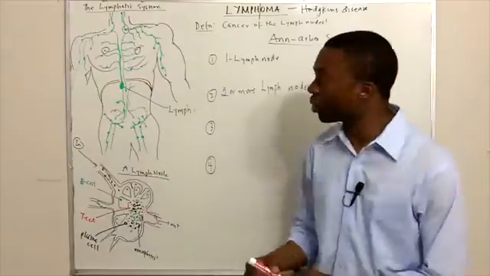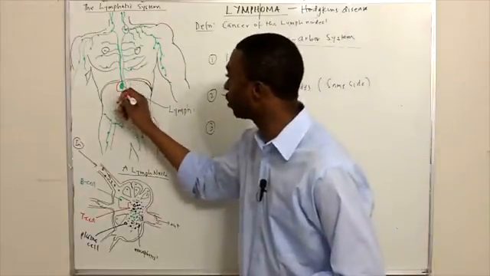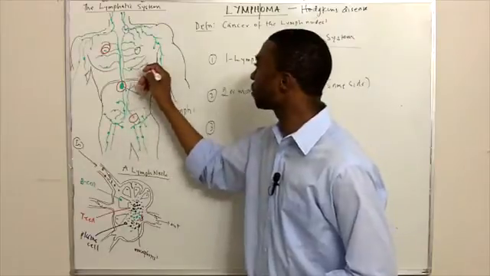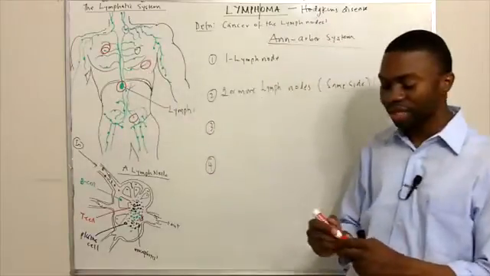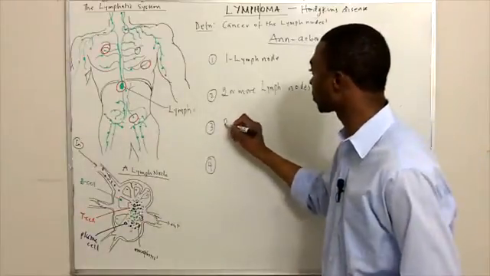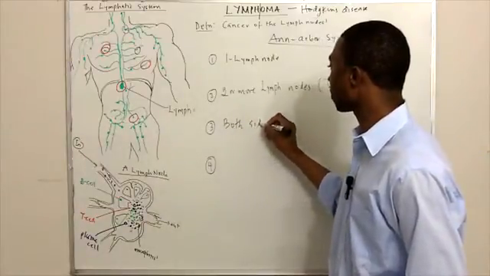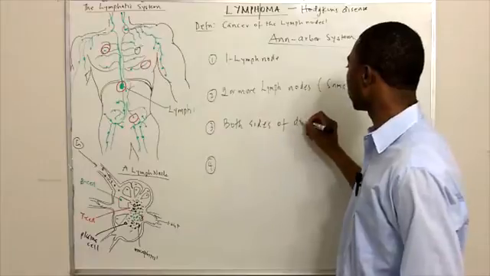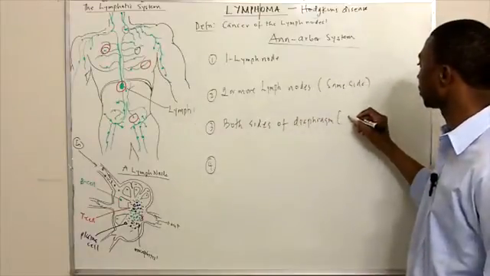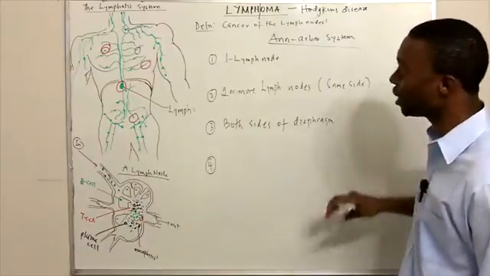Stage 3, however, is going to be both sides of the diaphragm involved. So if lymph nodes were found on CAT scan that were below the diaphragm, above the diaphragm, below the diaphragm, above the diaphragm, that makes it a stage 3. So both sides of the diaphragm, right? That is a stage 3.